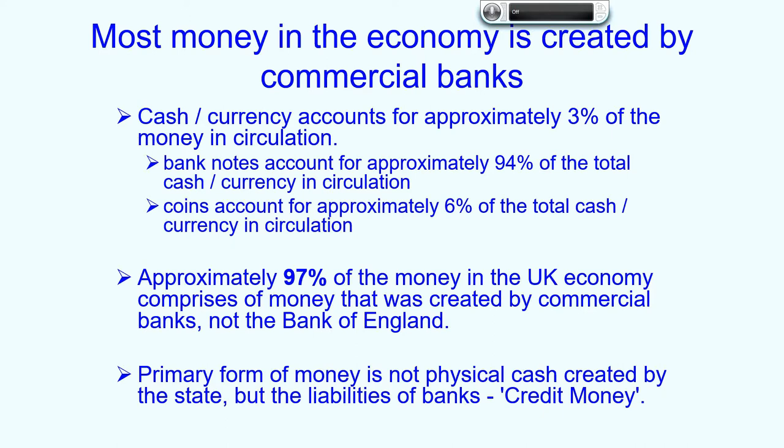So the primary form of money in the economy is not physical cash created by the state, but the liabilities of private commercial banks, which are often referred to as credit money, because the money only exists whilst the bank remains solvent. If the bank was to fail, then the money would disappear from the economy.